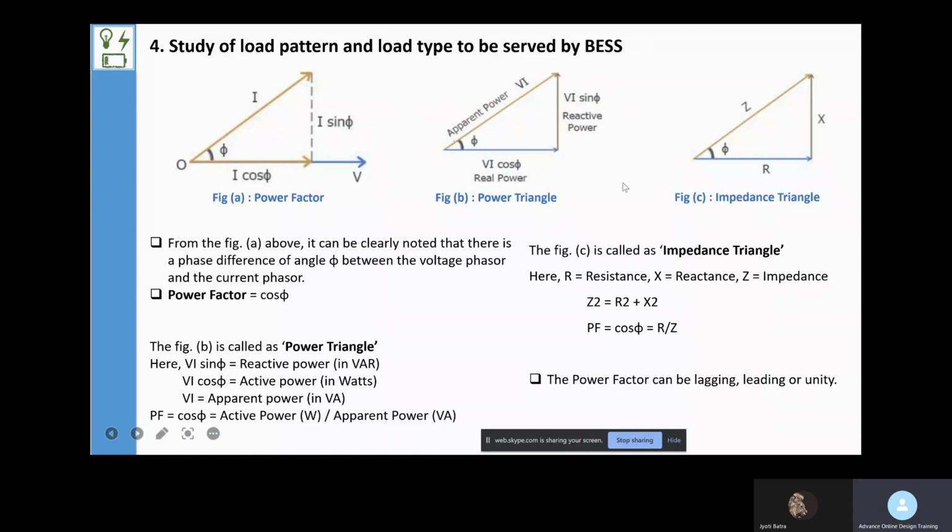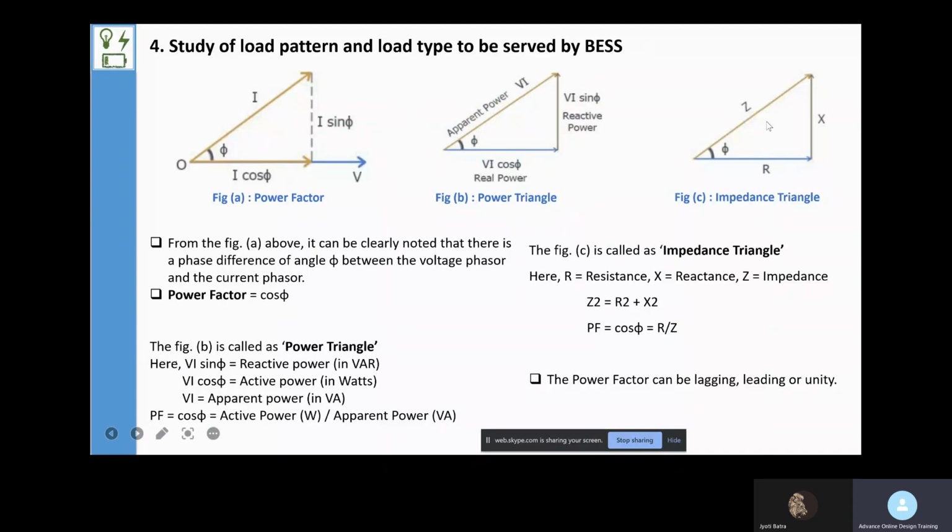If you look at figure B, which is the power triangle, this is the apparent power VI. The amplitude for this is VI cos phi, right? Cos theta equals adjacent upon hypotenuse. So hypotenuse into cos phi, definitely this figure comes out.